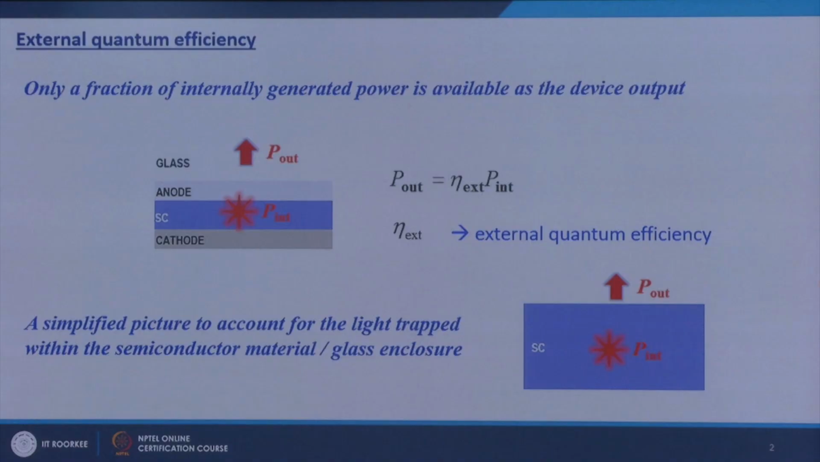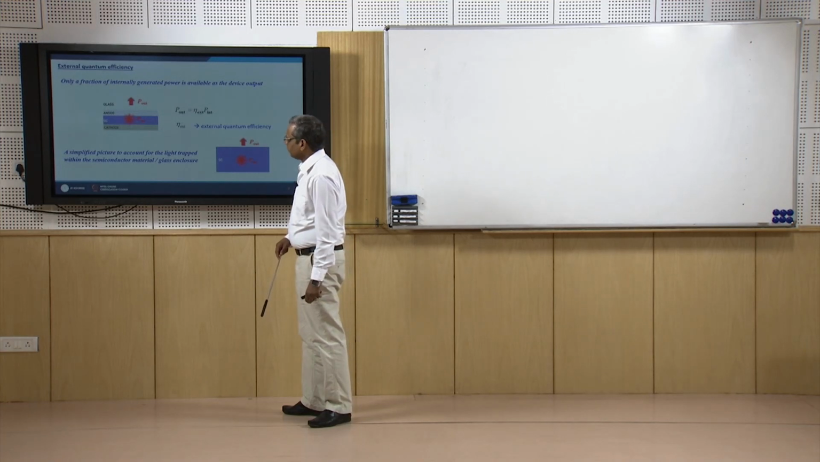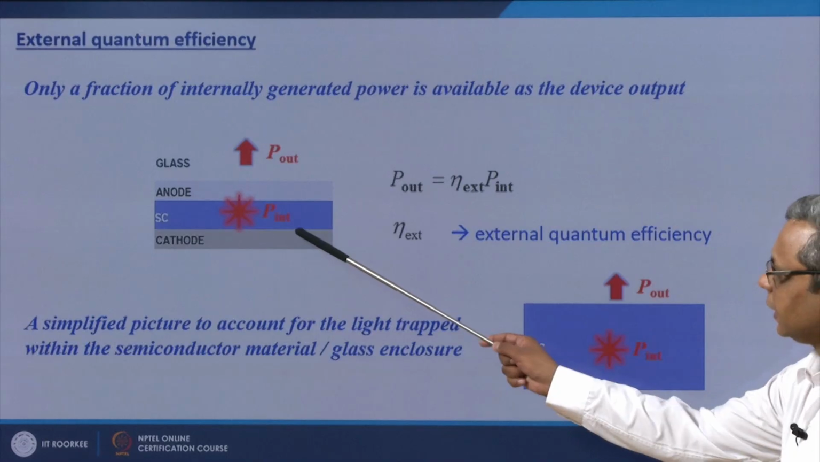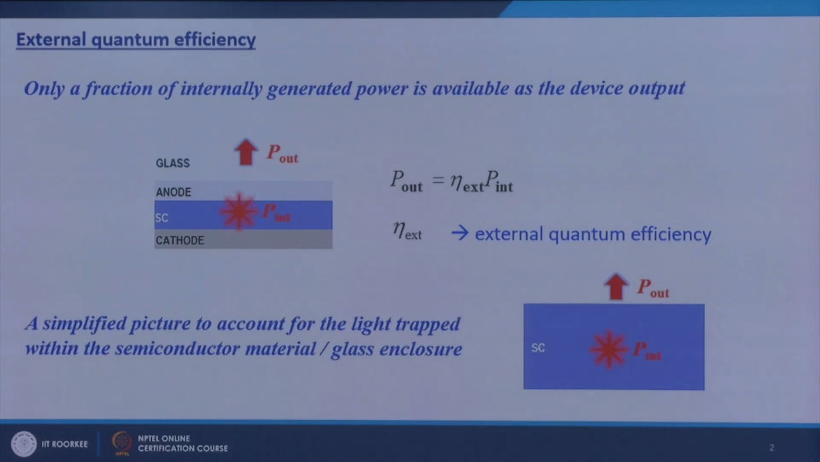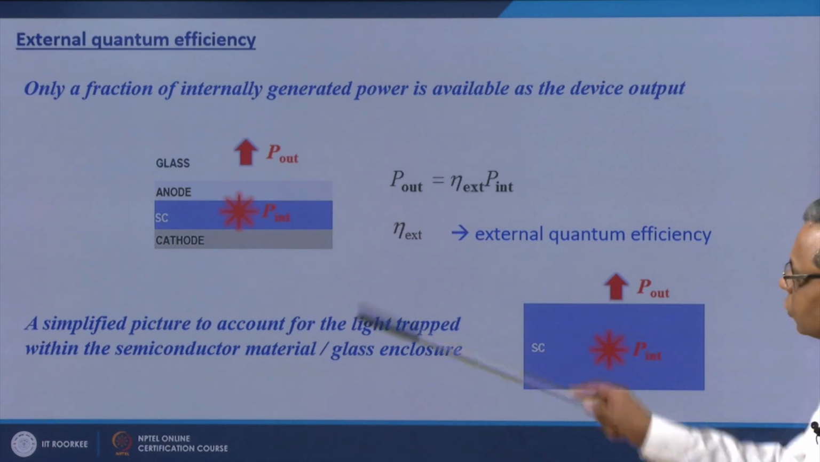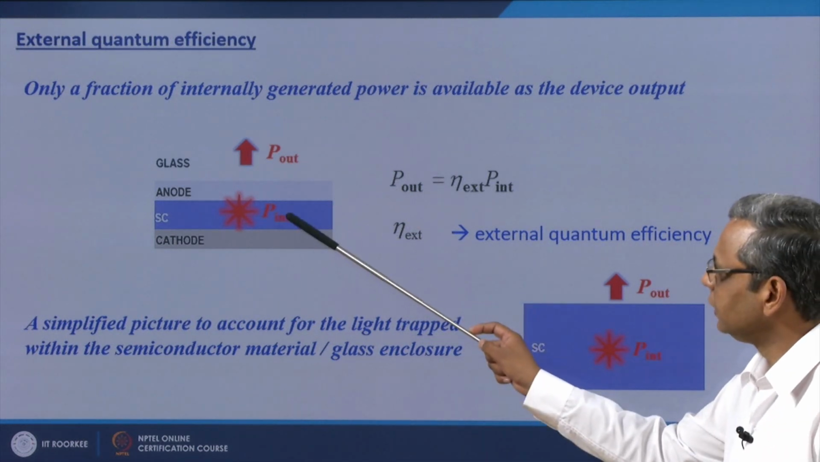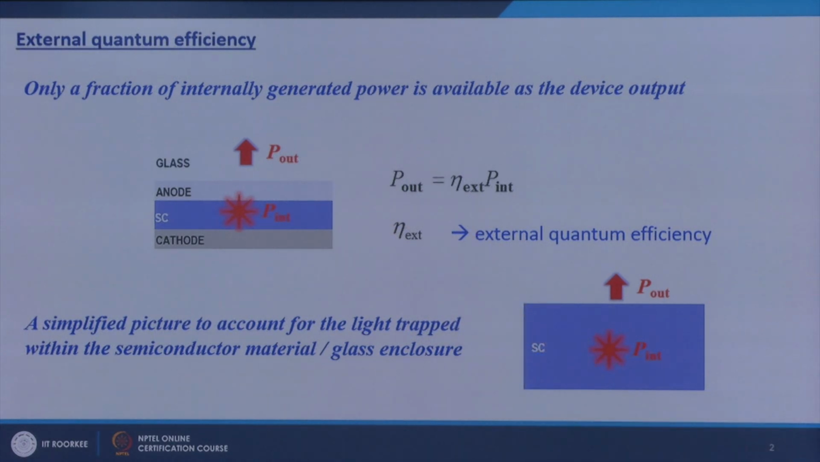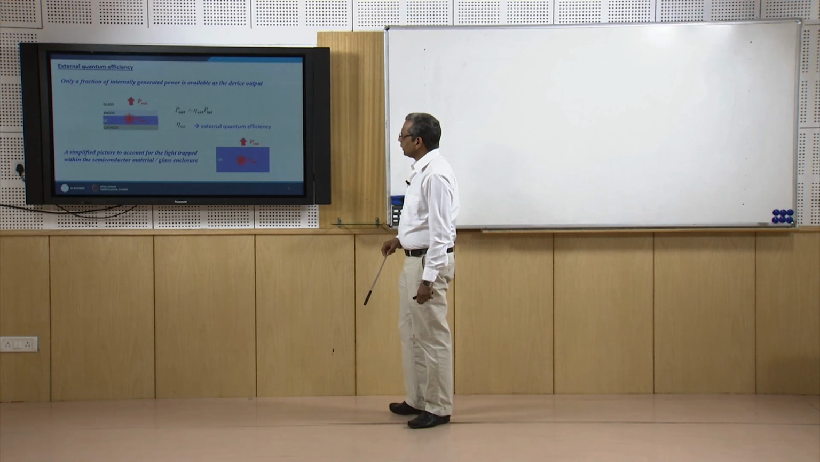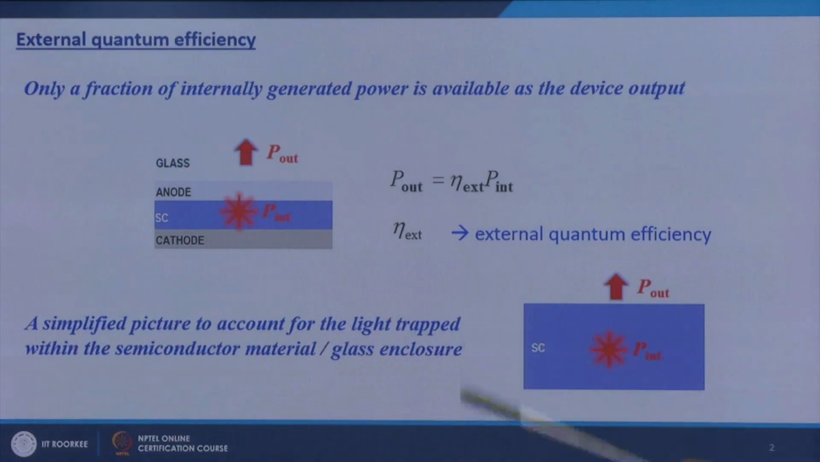As we had seen, in an LED a certain fraction of electric power is converted into optical power, and the optical power which is generated inside the device is P_INT. But because of the structure of the LED, index contrast between different layers, only a fraction of this internally generated power comes out, and therefore there is a finite external quantum efficiency of a light emitting diode.